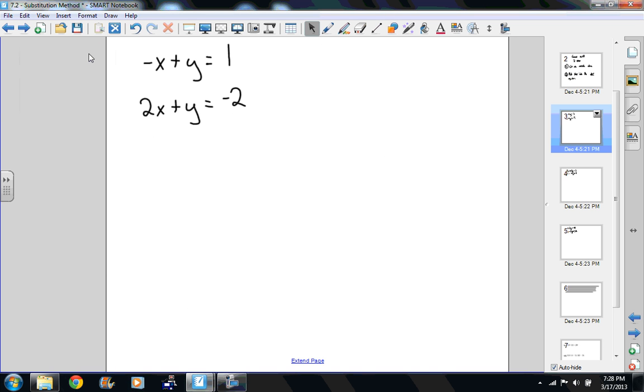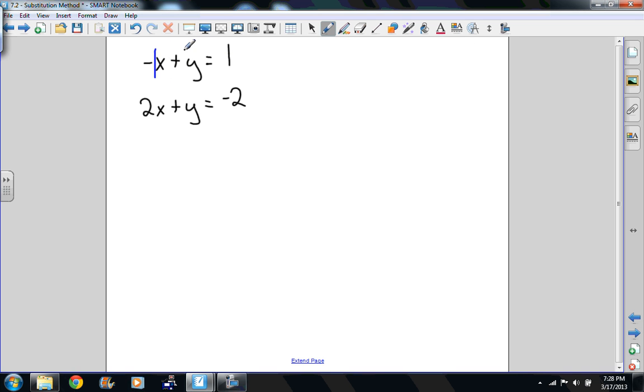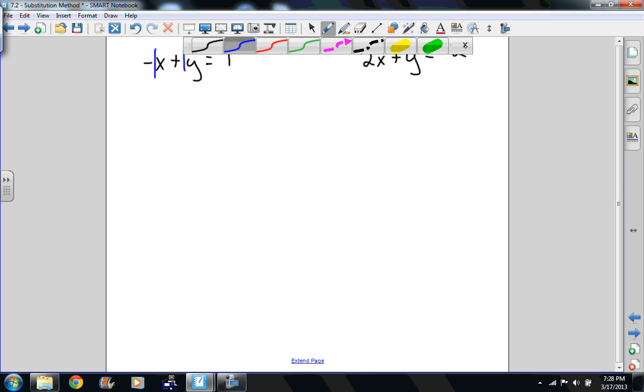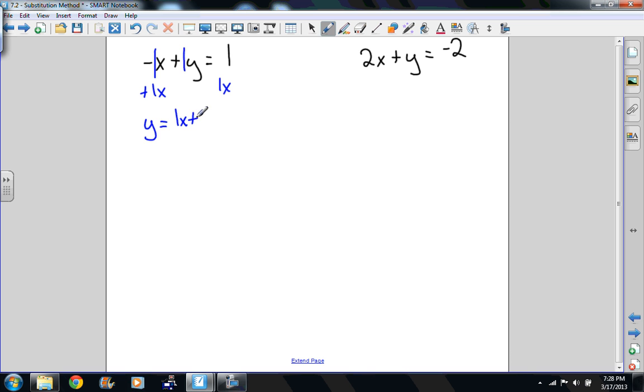So here's an example of what we're talking about. We have two equations, one on the top and one on the bottom. If I look at this top equation, I need to solve for a variable. I'm going to make sure that I have ones in front of both of these numbers. I'm going to take this top equation and solve for y. So I'm going to add 1x to both sides, and I get y, or 1y, equals 1x plus 1.